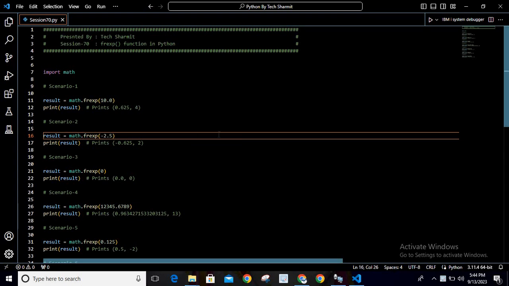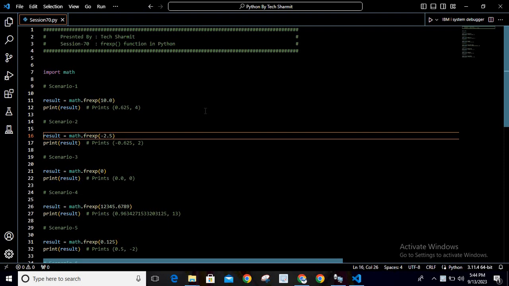In this session, we will discuss another function of Python, which is frexp. This function is mainly used to break down the number or the passed parameter into two parts. First one is the fraction and second one is the exponent. Whenever you want to break down any parameter into two portions, fraction and exponent, in that case you can utilize this frexp function. Clear?